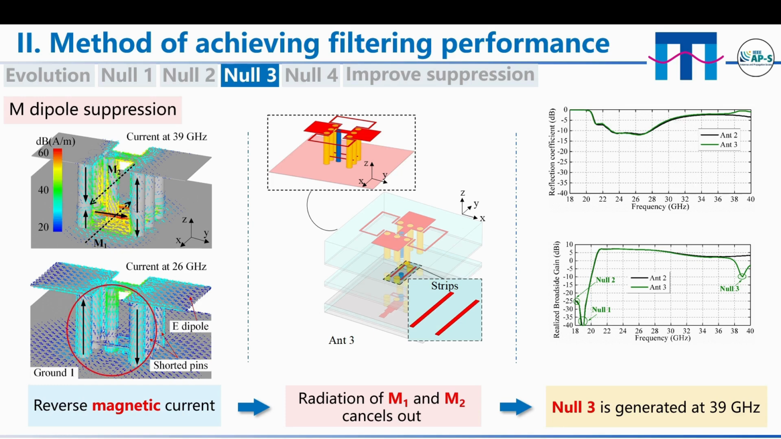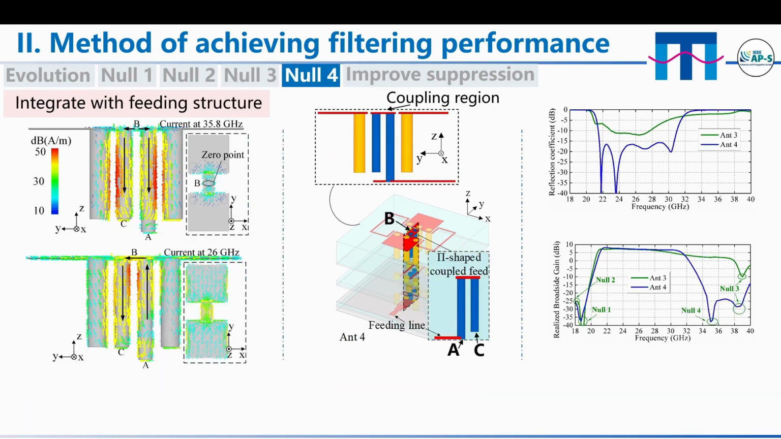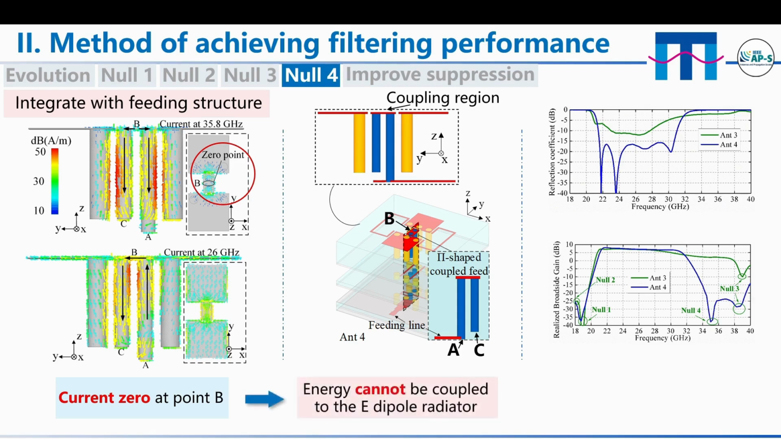At 26 GHz, current on the strips is very weak. Only a current loop is formed and ANT3 radiates normally. The stop band suppression is further enhanced by introducing the pie-shaped feeding probe. At 35.8 GHz, a current 0 point is generated at point B, and the energy cannot be coupled to the E dipole. Therefore, null 4 is generated.